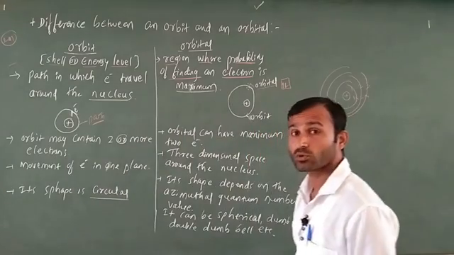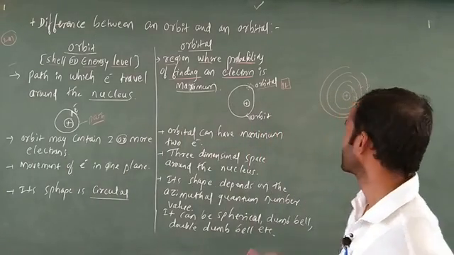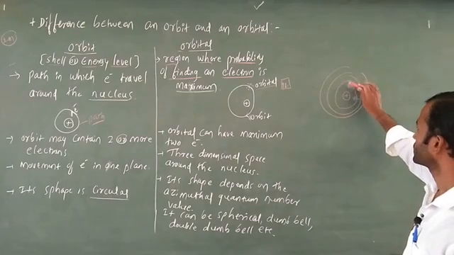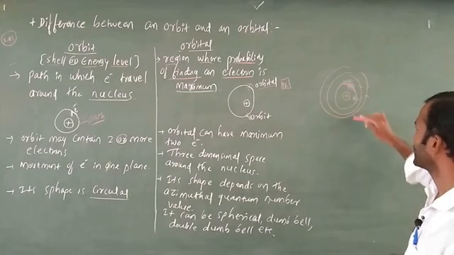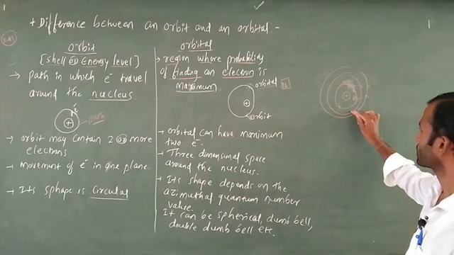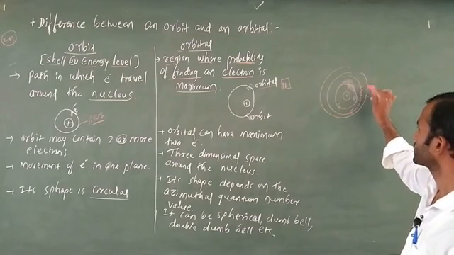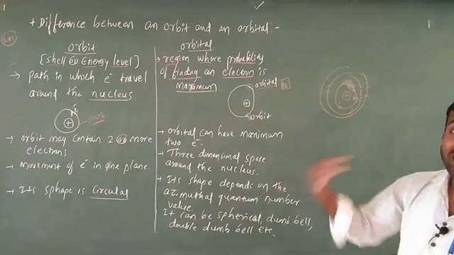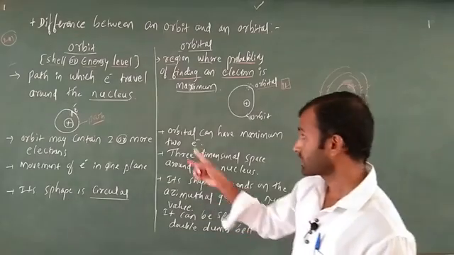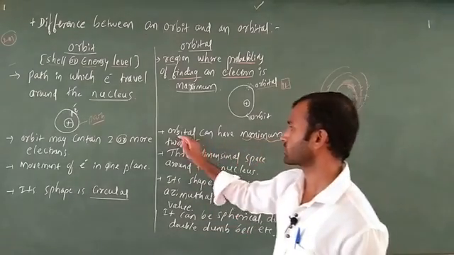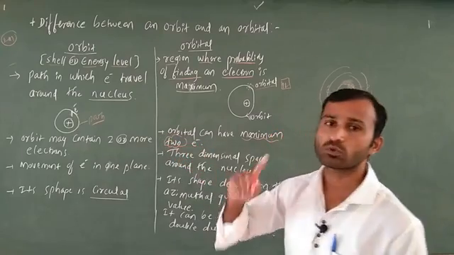An orbit may contain 2 or more electrons. In this case, one electron is here, one electron is here, but this orbit contains 1 electron, here 2 electrons, here 3 electrons. The second orbit contains 3 electrons. But an orbital can have a maximum of 2 electrons.